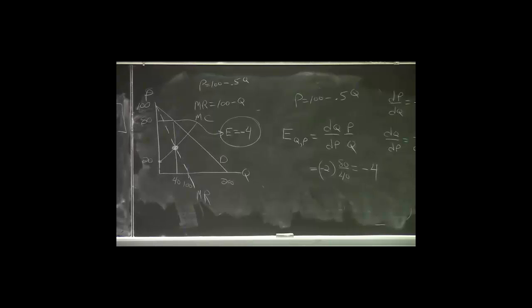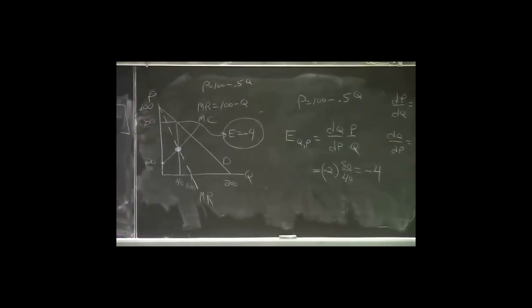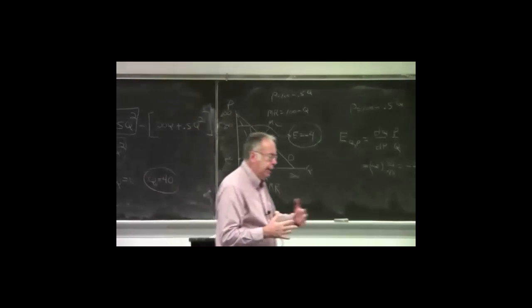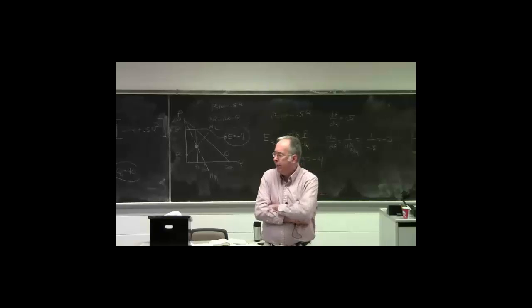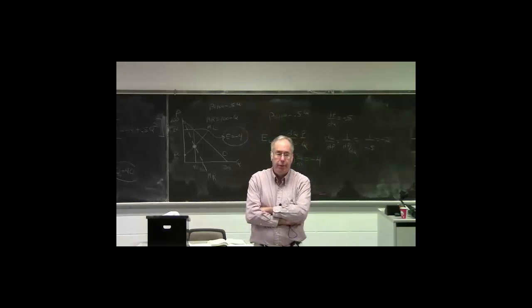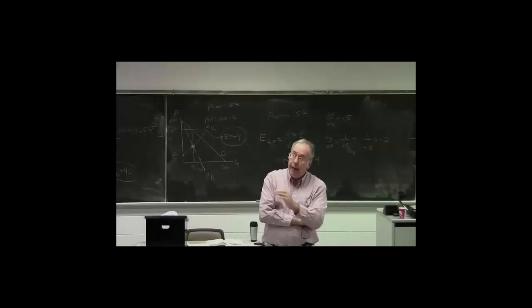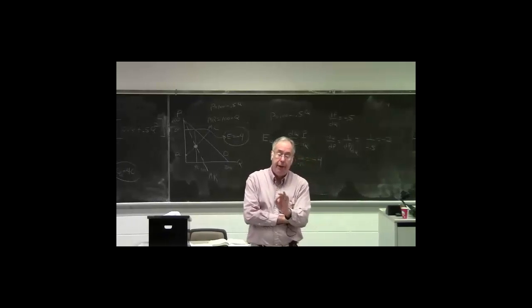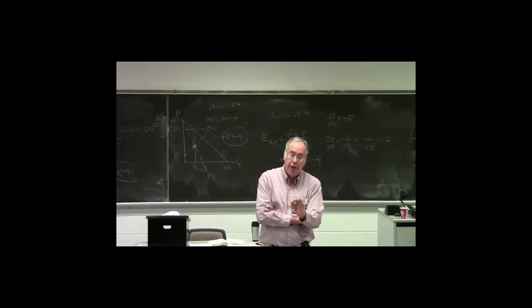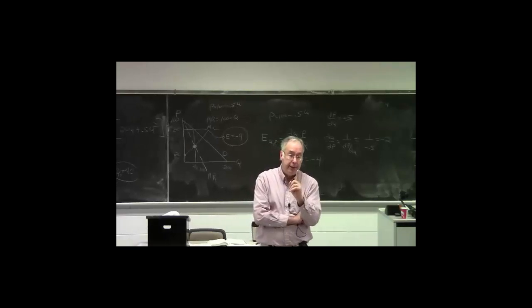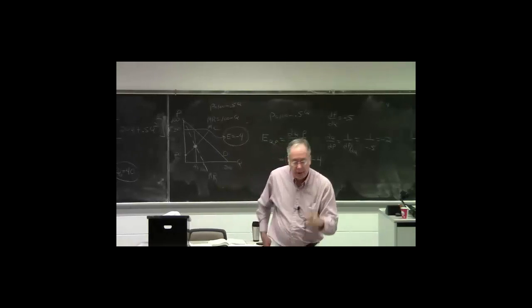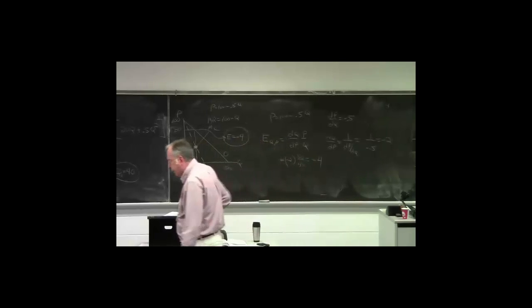A monopolist will always operate in the elastic region of demand. Why is that, by the way? Why will a monopolist always operate in the elastic region of demand? Well, actually, a price elasticity of minus 4 indicates that they are quite sensitive at that price and output. Actually, let me help you a little bit.